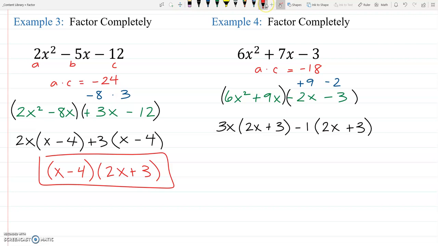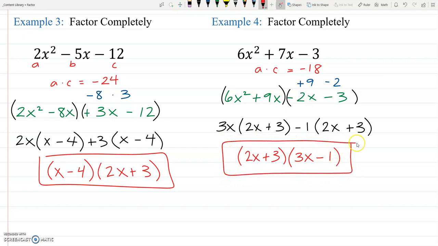Okay, let's write my answer. I got my 2x plus 3. What's left over? I got my 3x minus 1, and I'm done. And that is how you factor by grouping.